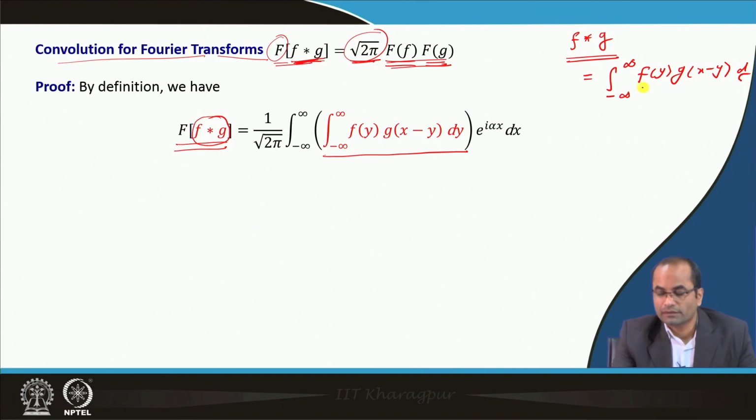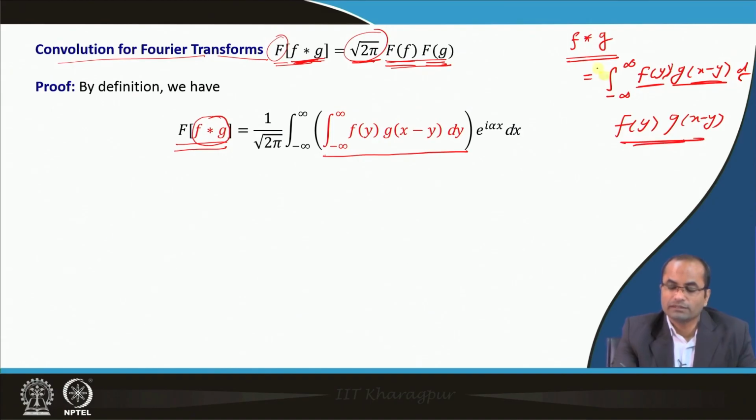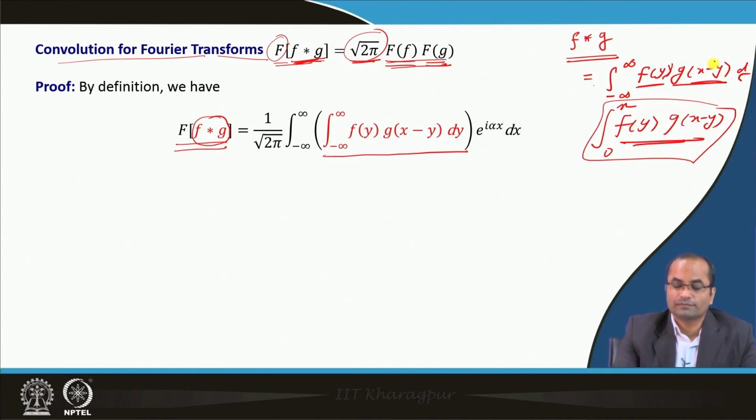The important property of the convolution is its integrand here. One is f(y), and the other one is g(x minus y). The limits here are minus infinity to plus infinity, but sometimes we also take the limit 0 to x. For instance, while discussing the Laplace transform, we will take that definition, but here this one is more appropriate.